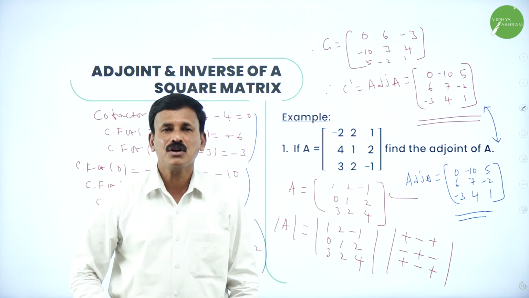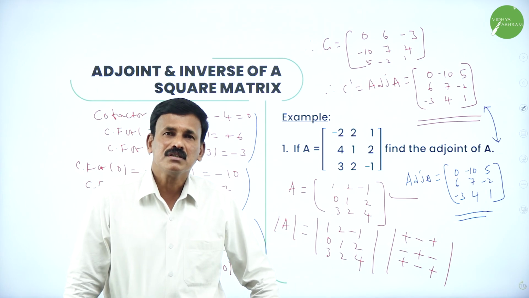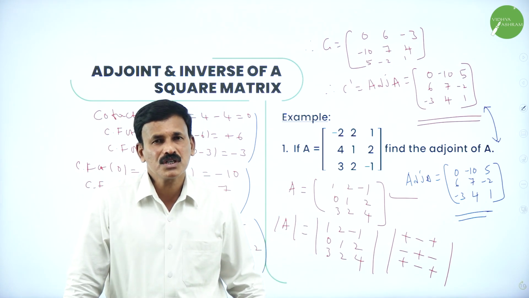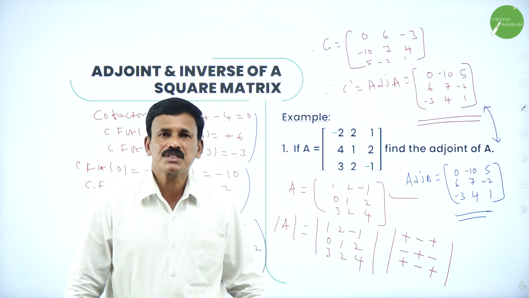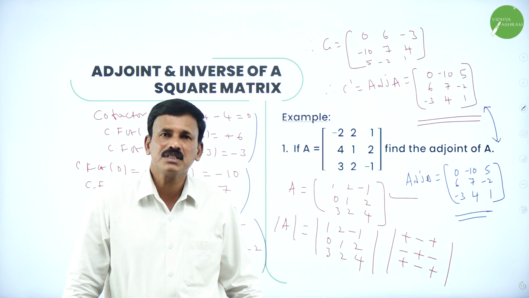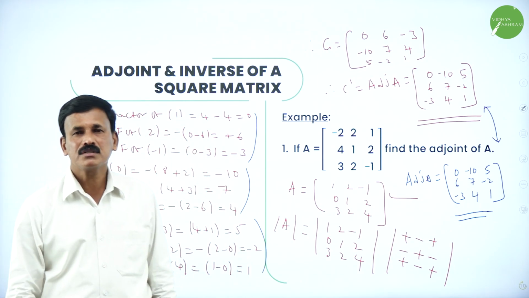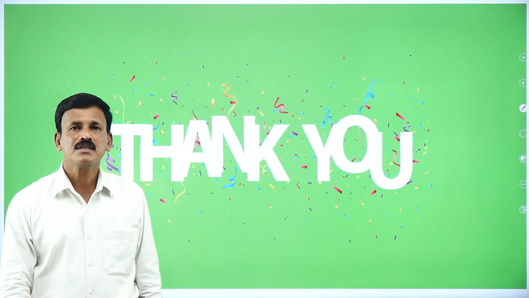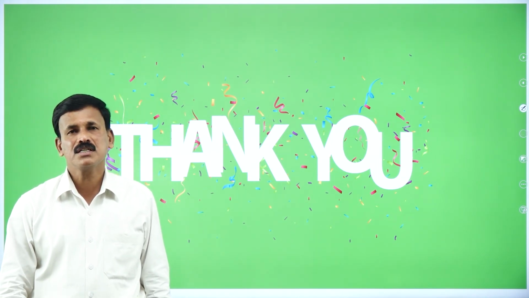So, that is regarding how to find the cofactors and the adjoint of a two rows, two columns and three rows, three columns matrix. Based on this, we are going to solve problems and also we will find the inverse. Based on this adjoint, we are going to find the inverse, that we will discuss in the next class. So, that is regarding today's session. In the next session, we are going to discuss the inverse and singular and non-singular matrices.